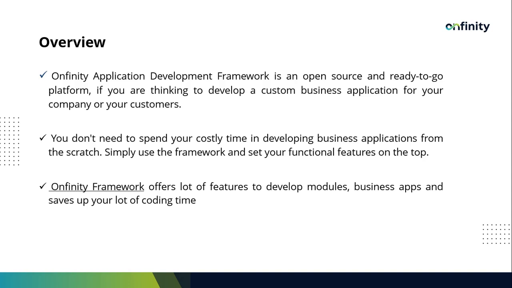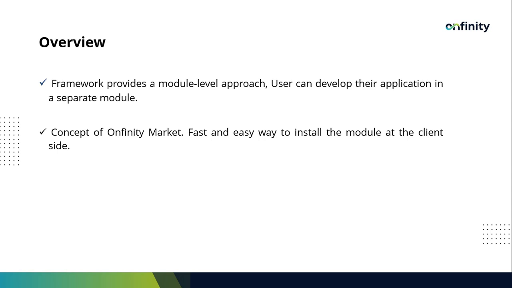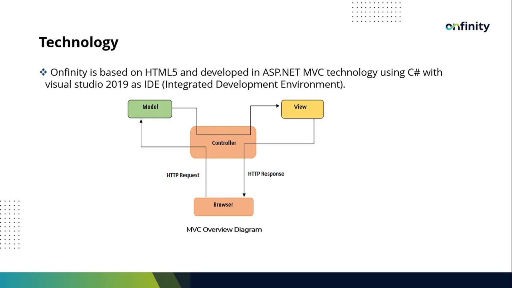The Onfinity framework offers features to develop modules and business apps. It can save coding time, as the framework and base features are already available. Developers can build their own modules on top of the framework. Users can create their own modules and deploy them via the Onfinity market. There is a marketplace available for the Onfinity framework, where users can download modules easily with a single click. The Onfinity market also offers versioning features, so you can release modules version-wise if there are enhancements later on for a particular module. Now let's understand the technology being used for Onfinity.